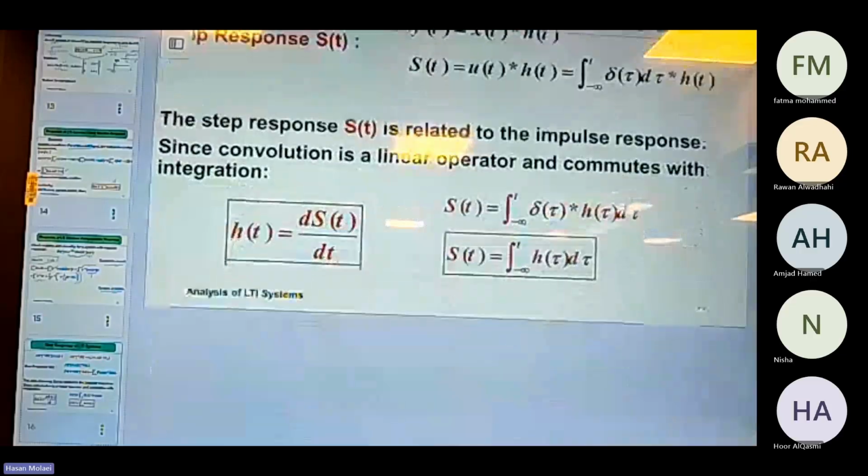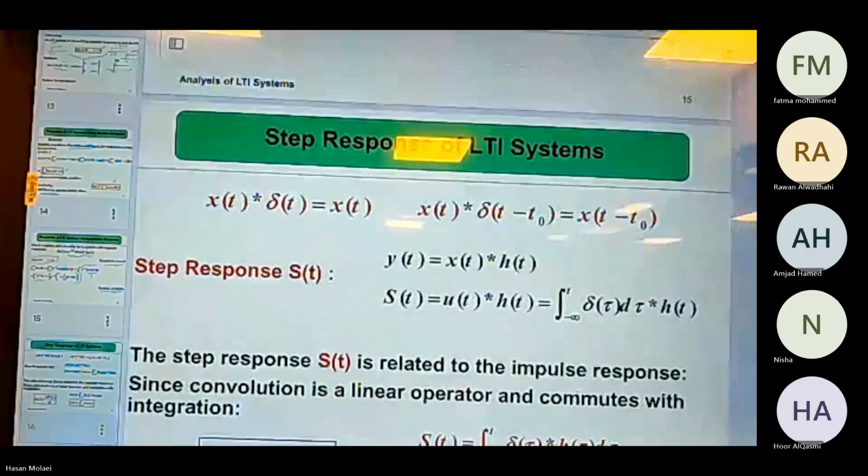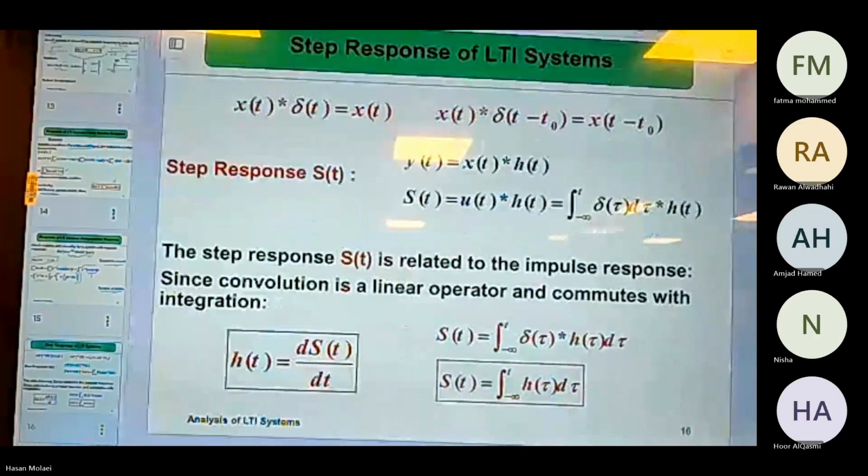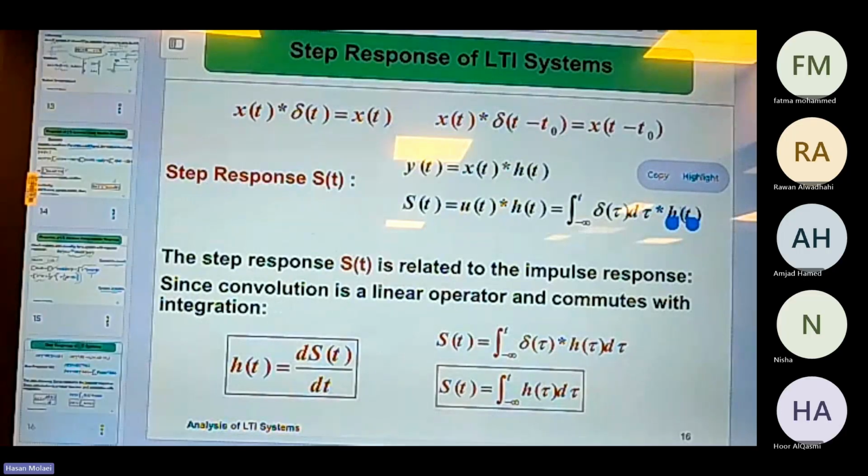So that's the math side. This is really important. If you convolve delta with any function, the result would be that function. If you convolve delta with anything, the result would be that function. Can anyone show me how?